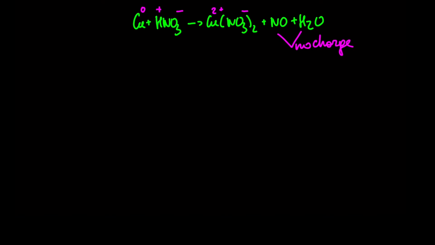Now let's look at which particles changed their oxidation state. Pure copper became copper cation, and nitrate ion in nitric acid became nitrogen 2 oxide. We don't need to add water in the first half reaction because there is no oxygen present, so all that's left is to balance the charge with electrons, plus 2 electrons on the right side.